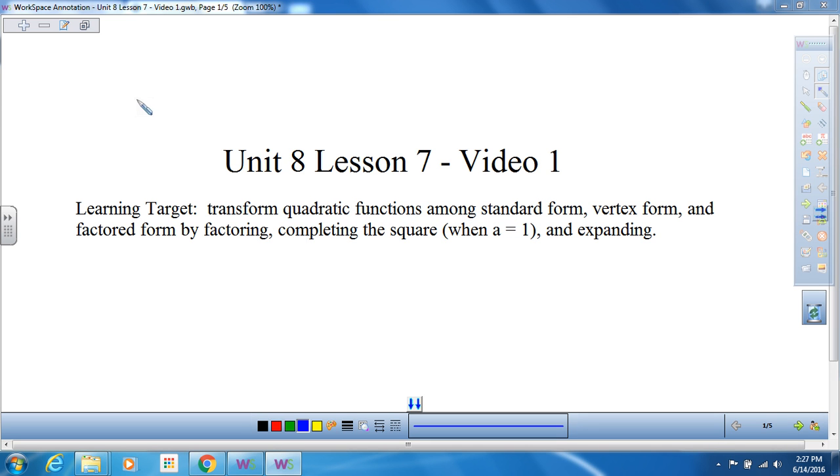This is video 1 from Unit 8, Lesson 7. We're going to change forms from Standard Form to Vertex Form, and we have to use completing the square to do that.